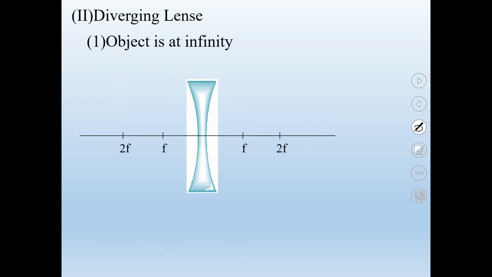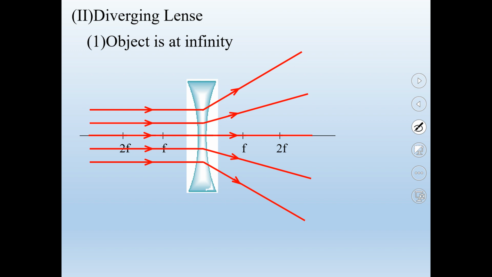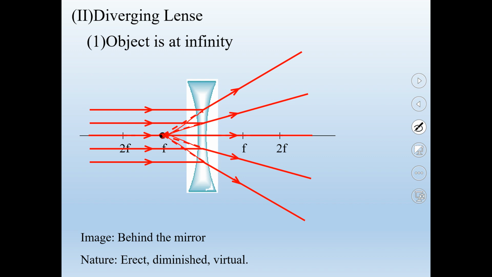Now we will draw the same rules for the divergent lens, or concave lens. Firstly, if the object is at infinity, we send the same ray parallel to the principal axis, and we draw extended light. Look at this. All of them are extended light passing and connecting on the focus point. We can say the image is behind the lens, erect, diminished, and virtual.